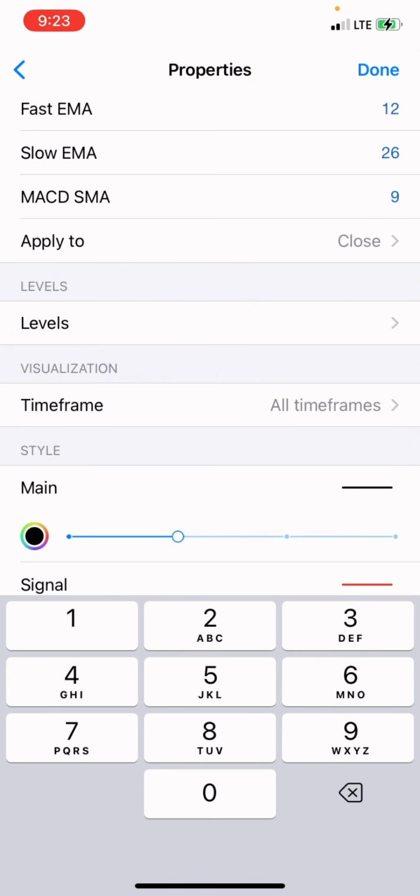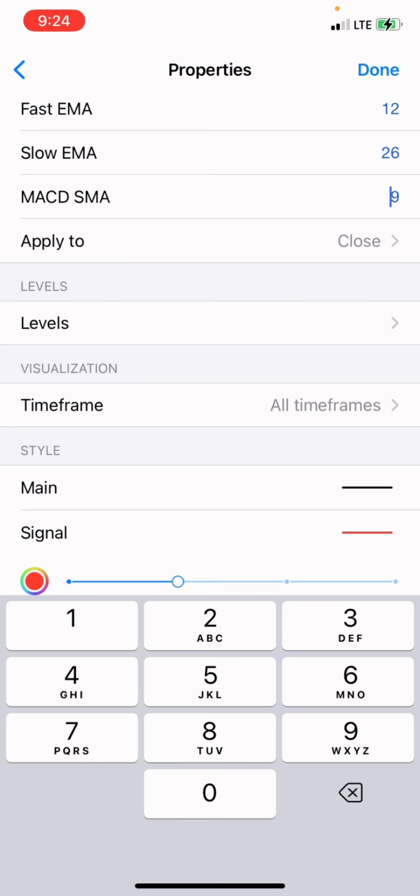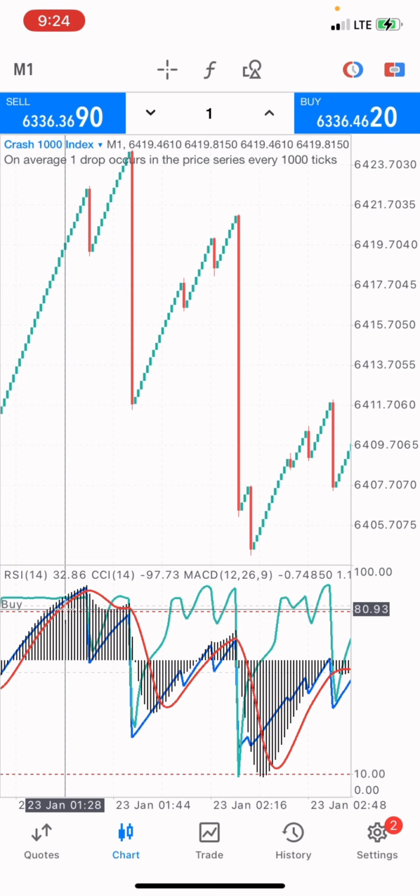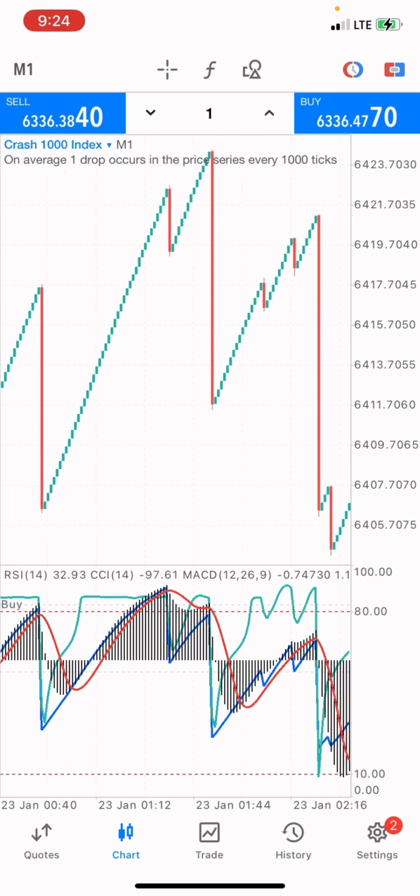Then the main color is going to be black. Put it on 2 pixels. The signal is going to be red and 2 pixels as well. Then you click on done, right? So this is the indicator setup for this strategy.